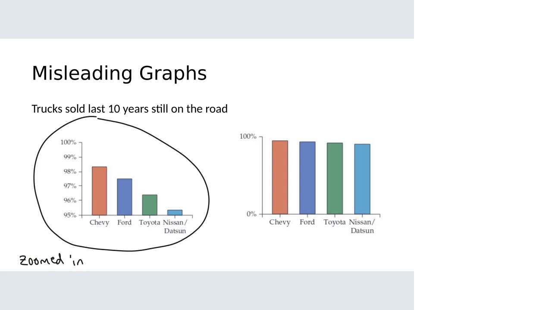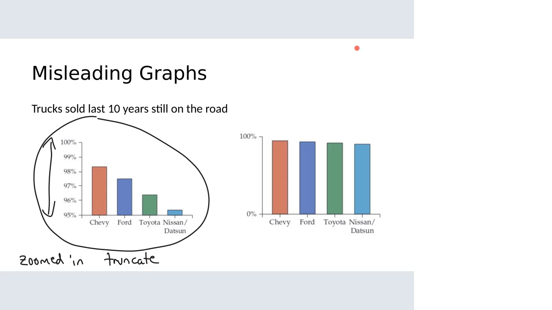In that picture, our y-axis doesn't show the whole thing down to 0. Instead, it cuts off some of it. We have truncated the y-axis to only show a part of it. And if you look at that, you're thinking, wow, I definitely want to buy a Chevy because look how much higher their bar is than all the others.